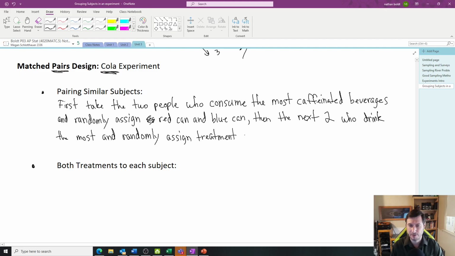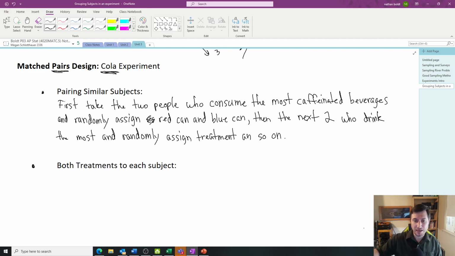Hopefully you can see the pattern. And so on. All the way down. All right, I'm taking the two people that did the most, I'm pairing them together and randomly assigning treatment. Then I take the next two and randomly assign the treatment. Then I take the next two and I randomly assign the treatment. And the next two, and the next two, and the next two, and the next two.